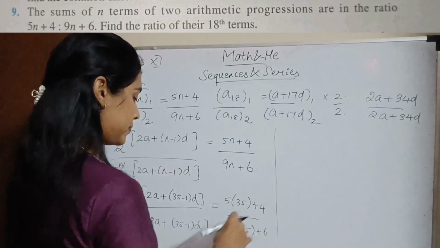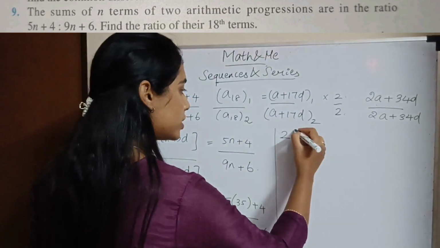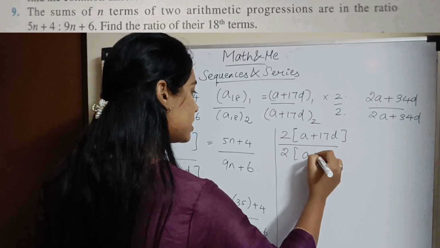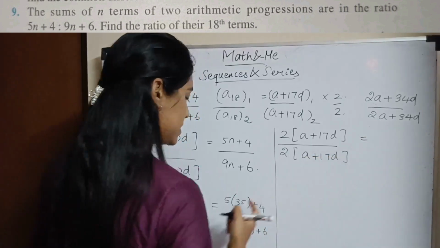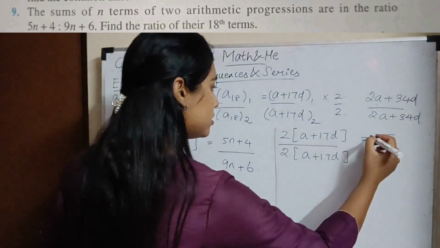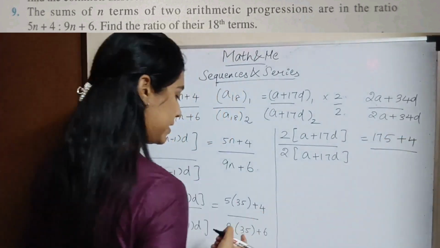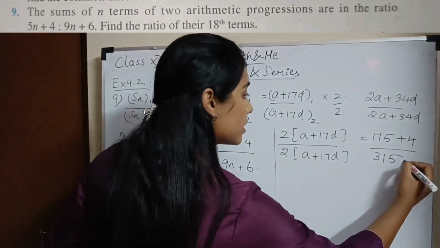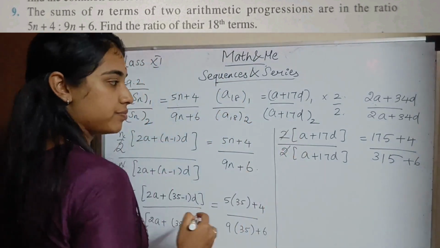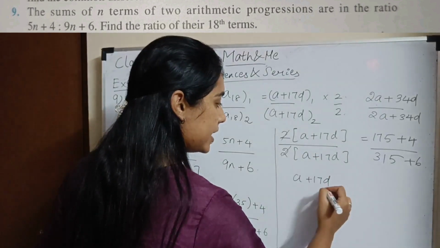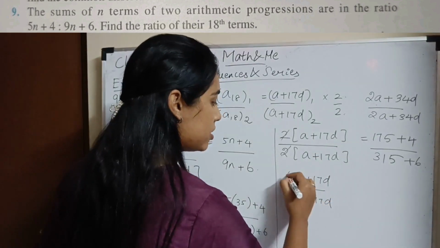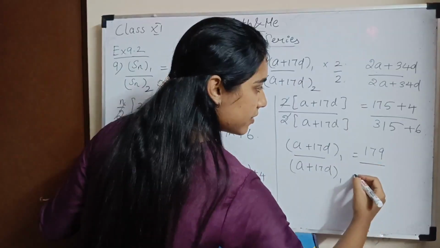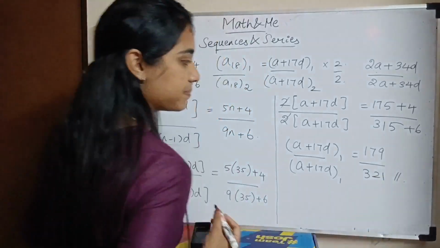You understand what I'm doing? So I'm taking the 2 outside. 2 times A plus 17D divided by 2 times A plus 17D equals 5 times 35 is 175, plus 4 is 179, divided by 9 times 35 is 315, plus 6 is 321. So I cancel this 2 and 2. So I have A plus 17D by A plus 17D of AP1 and AP2. This is what is needed. You just have to add that. 179 divided by 321. That's your final answer.